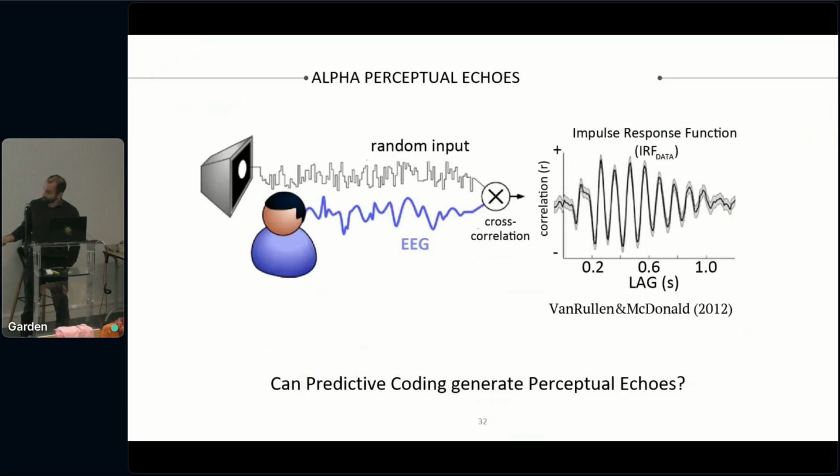What we cared about in my postdoc is whether we could replicate these oscillatory dynamics related to perception using predictive coding.